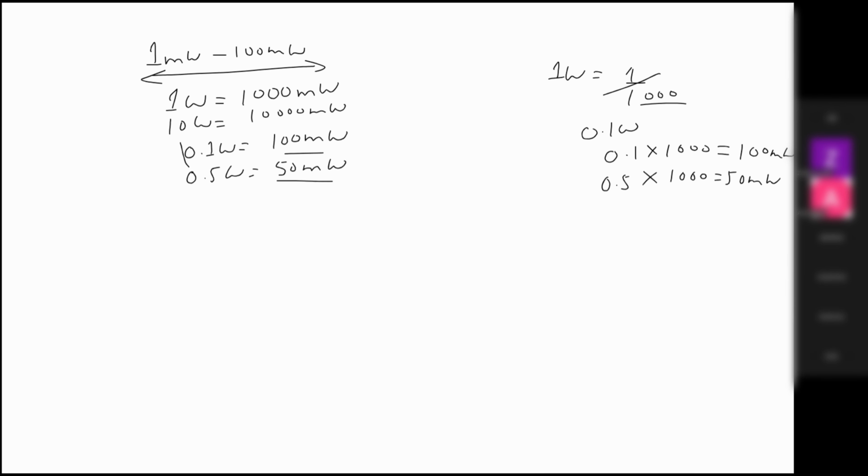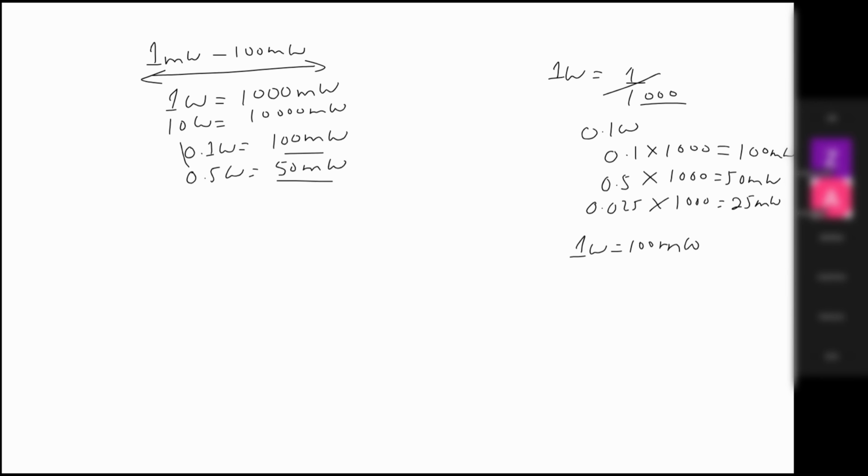If I say 0.025 watts, then 0.025 into 1000 is 25 milliwatts. So like this, you need to do the conversion between watts and milliwatts. The simple logic is 1 milliwatt is equal to 1 divided by 1000 watts. So this is the metric conversion that you can do for watt to milliwatt.